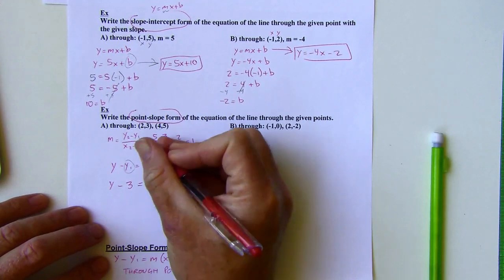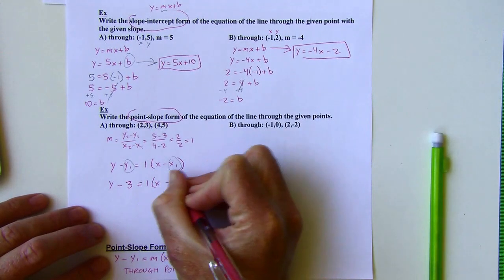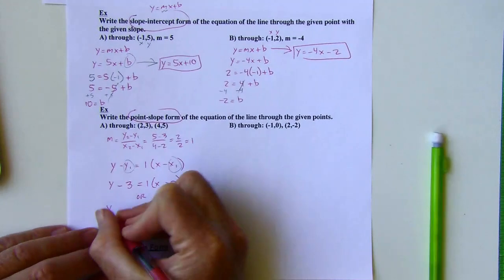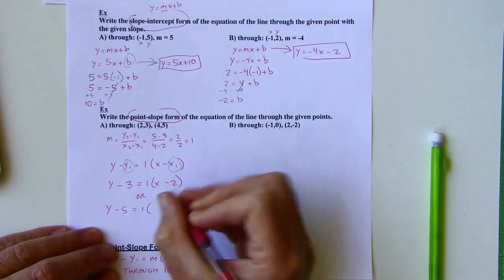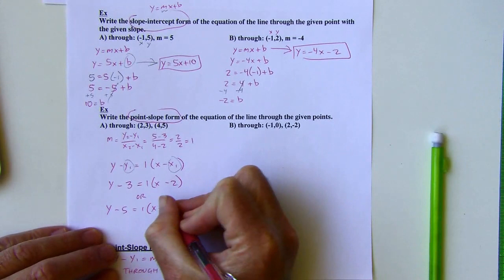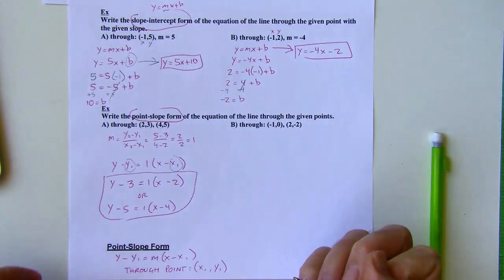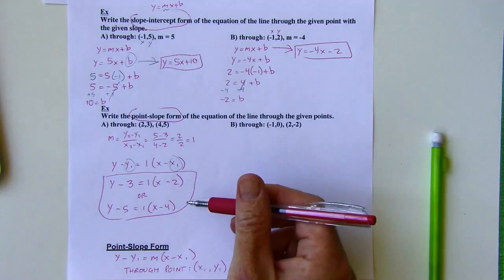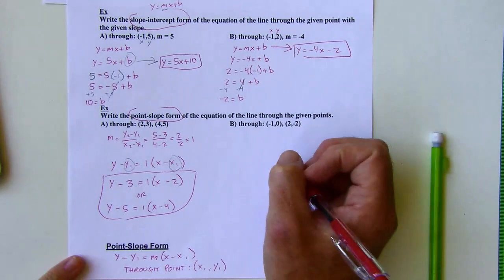So I could plug in the 3 for y and the 2 for x, or you could plug in the 5 for y and the 4 for x. Again, I'm pretty much always going to use the first point, but the book sometimes uses the other one. So either one of those is fine. Okay. All right, let's try another here. You can pause the video and try it if you like.